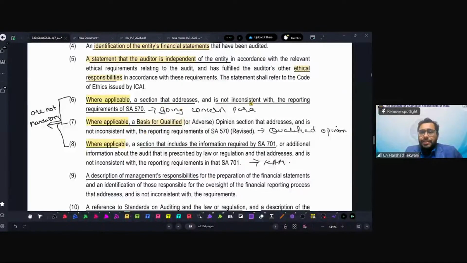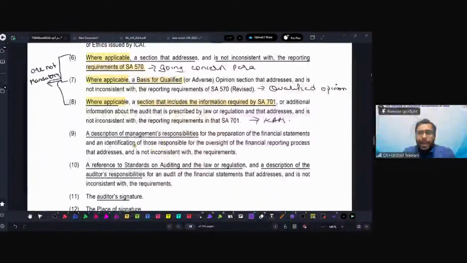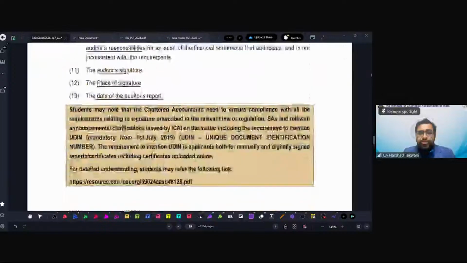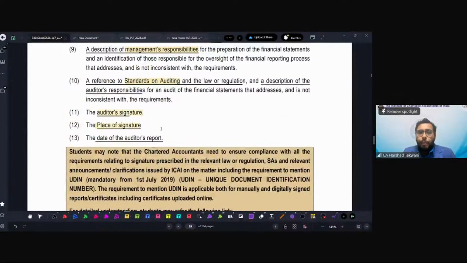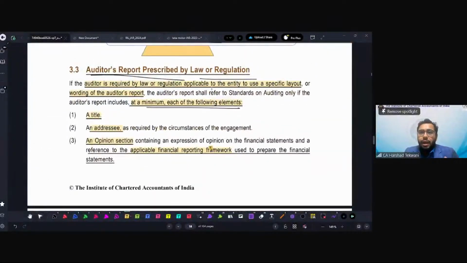basis of qualified opinion, if applicable, and key audit matters, if applicable. So these three paragraphs, if applicable, then otherwise perfectly fine. Management responsibility, reference to SA, signature, date, place, and the below part that we saw. So these are at minimum should be there when you are using a specific layout or the wordings that is prescribed by the law.